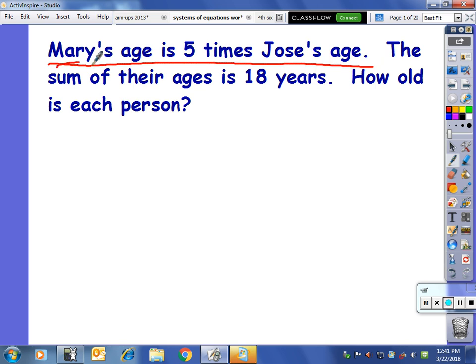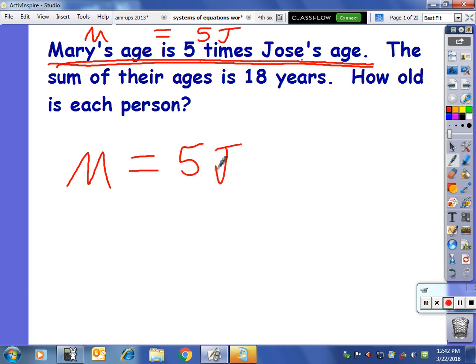If I want to write an equation from this first sentence, Mary's age is 5 times Jose, what does that look like? M equals 5J. Mary is 5 times Jose. Sometimes the questions are very straightforward, or the sentences are very straightforward. Now, ignore that for a second. Pretend like you don't know that fact. This second equation is a completely separate equation. The sum of their ages is 18.